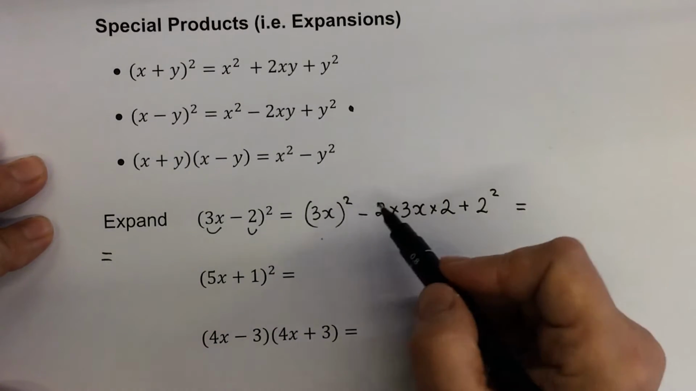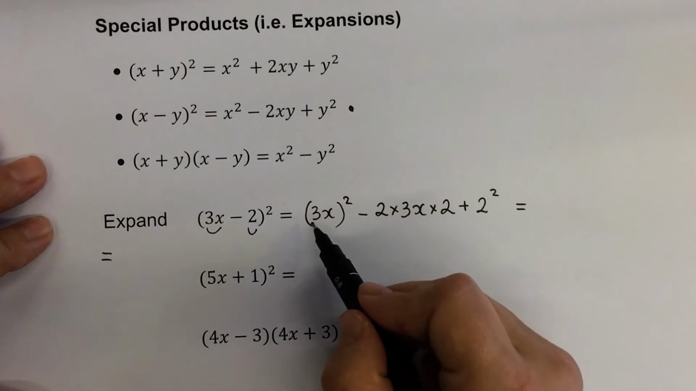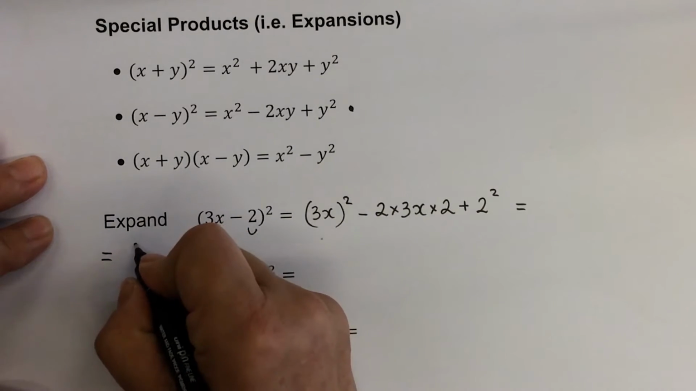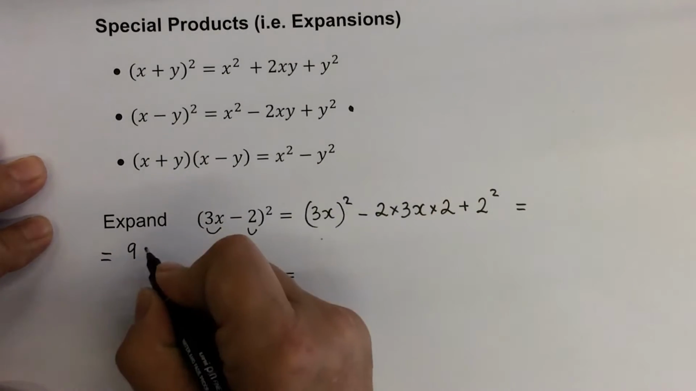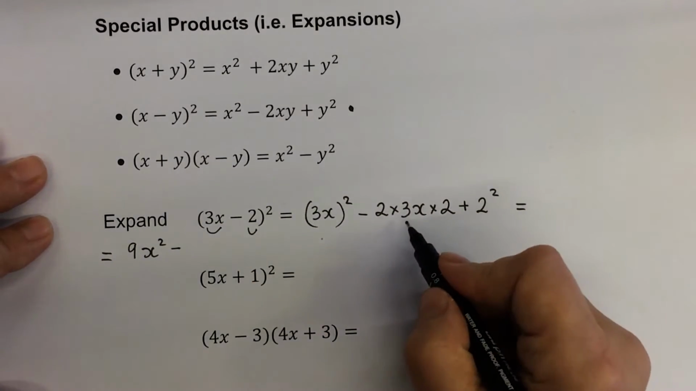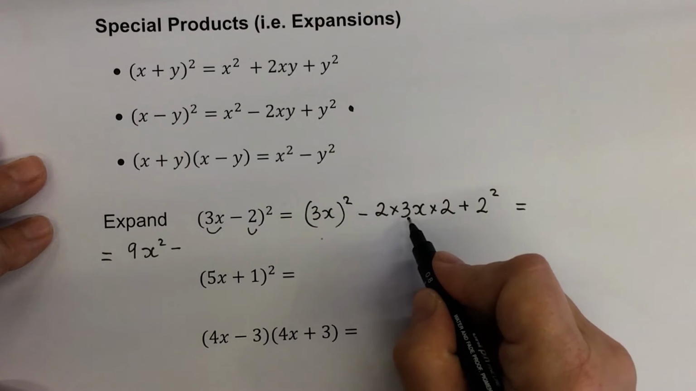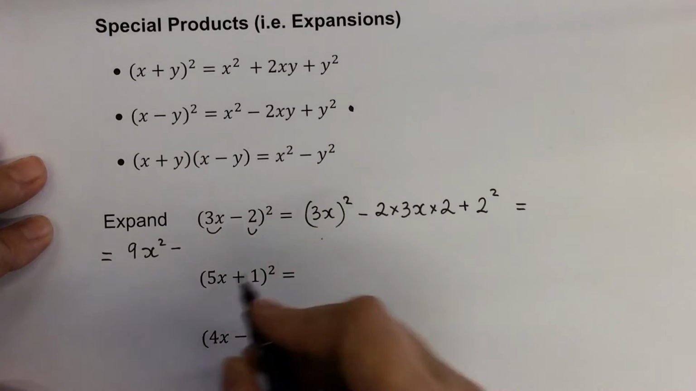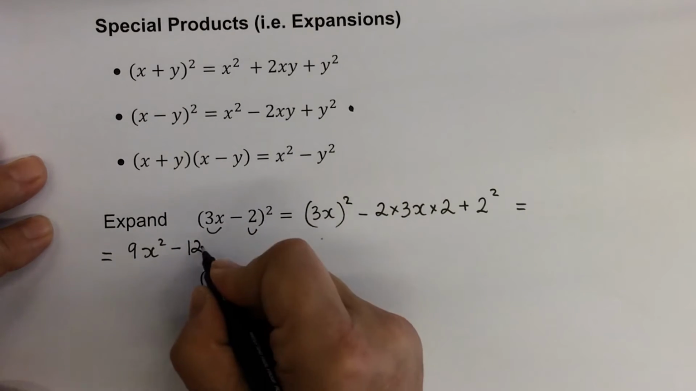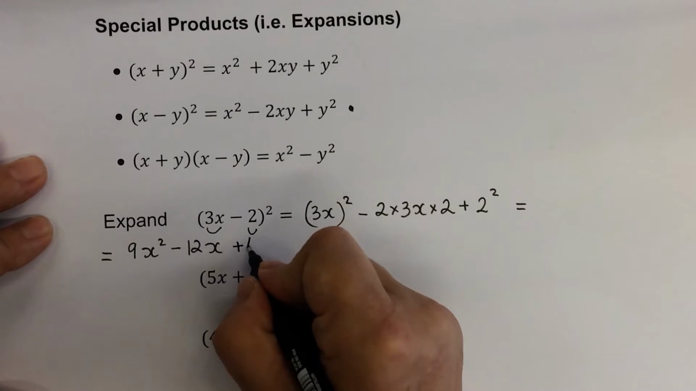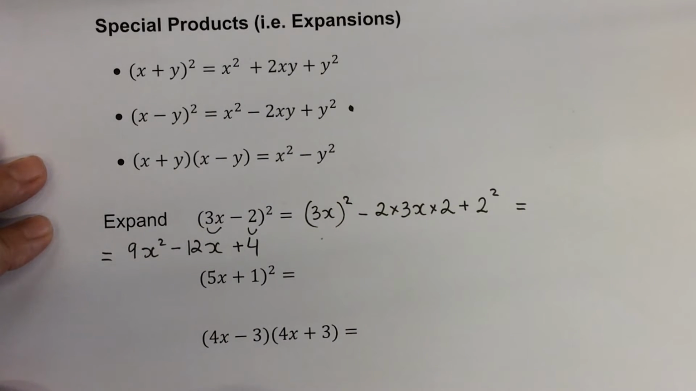Now that I've applied my special product formula, I can simplify my expression, term by term. (3x) squared is 3 squared, 9, x squared. So first term down, minus. What I have here, 2 times 3 times 2 gives me 12x, plus 2 squared, plus 4. So that was the first example.